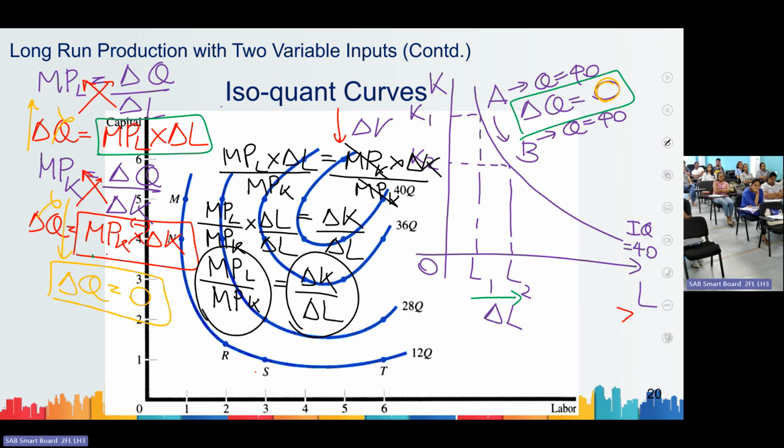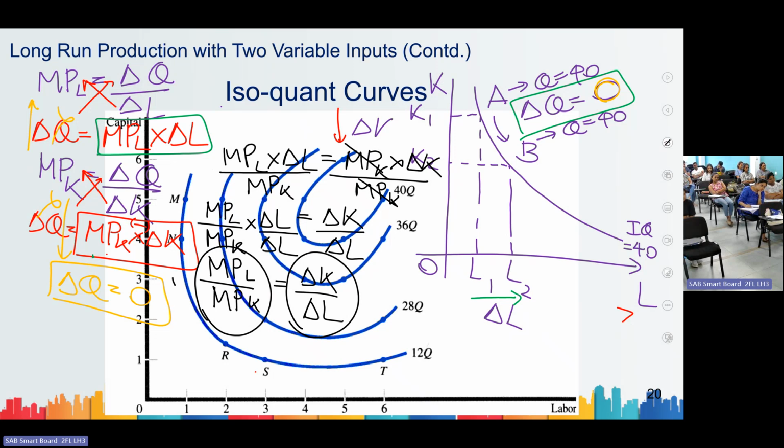We are not asking this technical derivation in the final exam. You should understand, and you should memorize this formula only. We can measure the slope of an isoquant in two ways. One way is delta K over delta L. The other way is MPL over MPK.